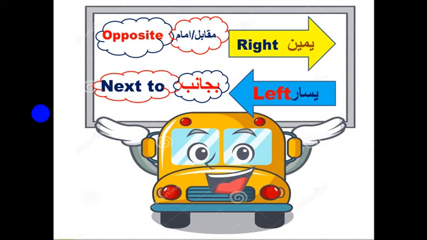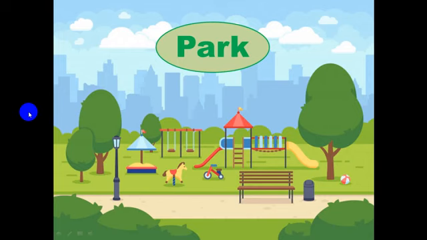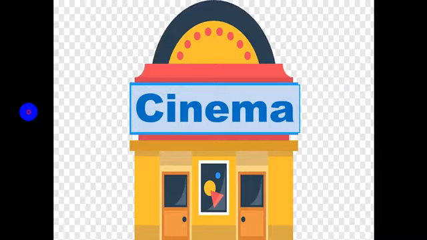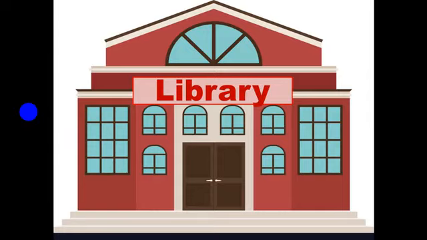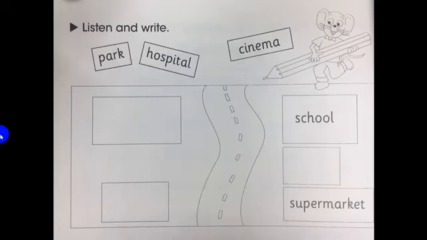Opposite, meaning in front of. Next to, beside, okay? Right, left, okay? So again, what do you have in our town? We have park, hospital, cinema, supermarket, library, and school. So now open your activity box on page 84 and listen again.